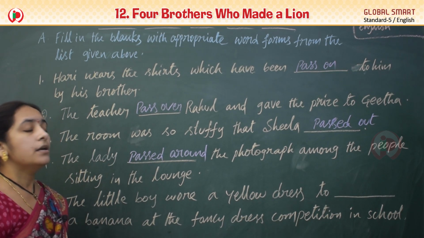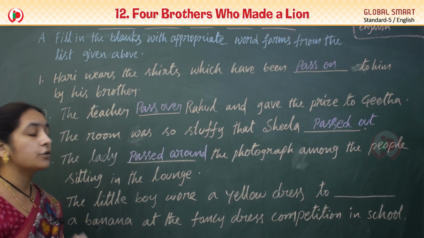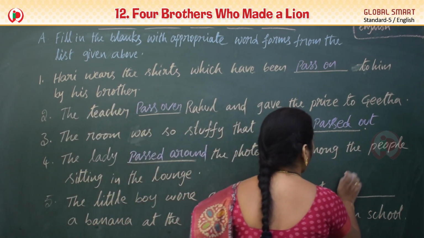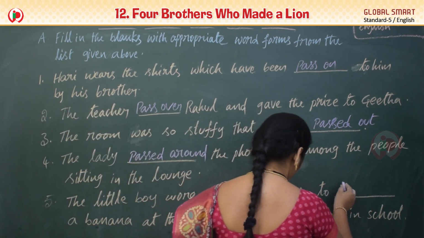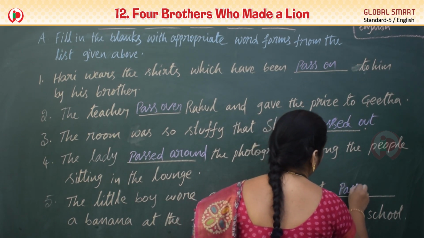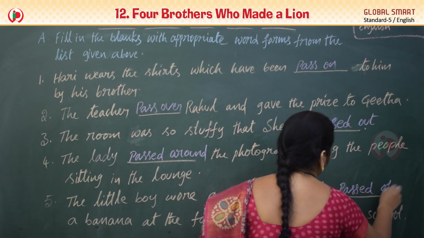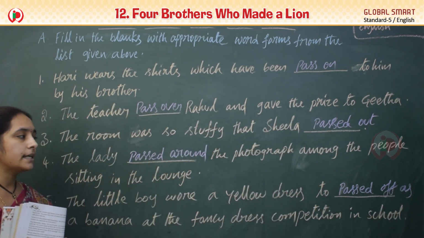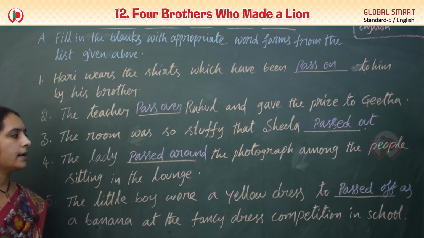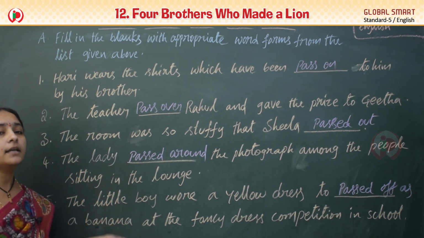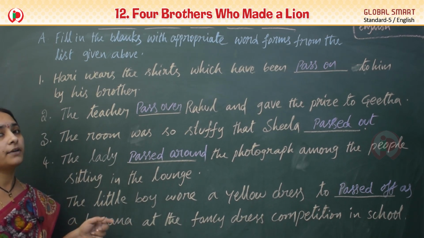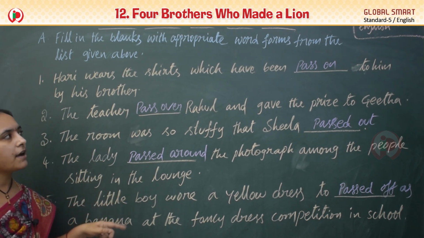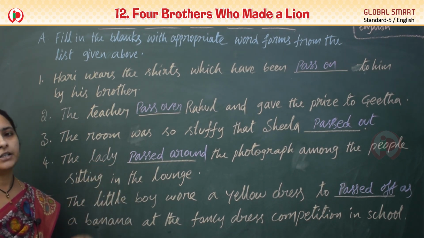So here, to pretend him like this, to make him feel like this, what can we call it? Pass off. So, passed off as, okay, passed off as a banana at the fancy dress competition in school. By saying that he should look like a banana, that's why he wore that, we can call it passed off as. Okay, then write these five. Another five I'll tell you. First continue this.